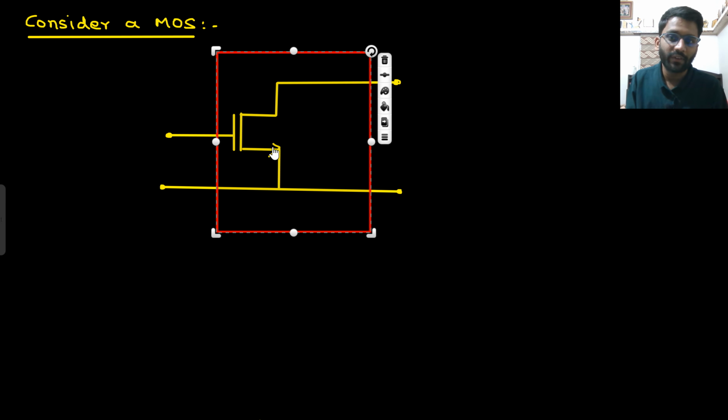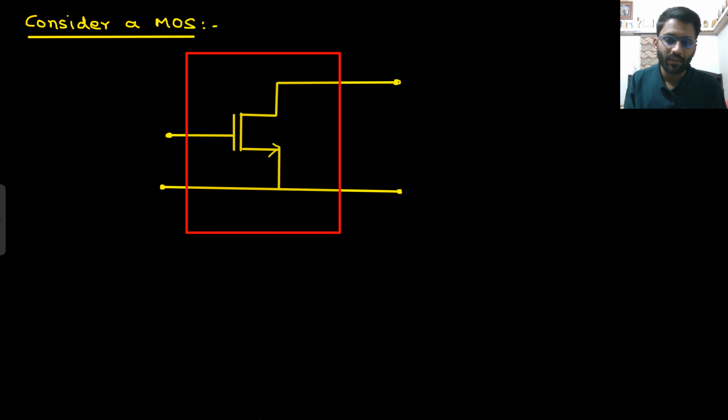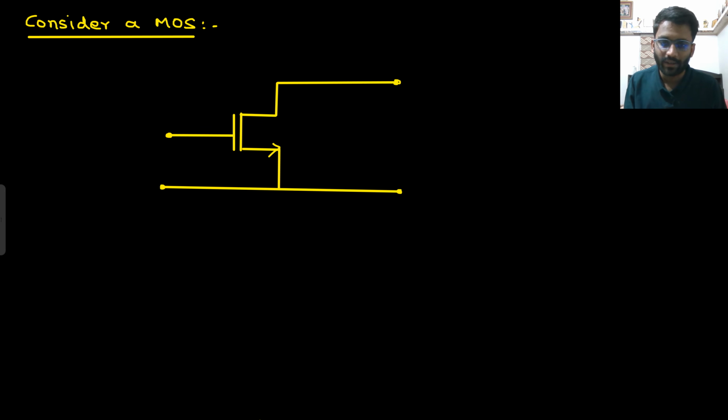This is also a two-port network only, right? I guess I can give a light color.